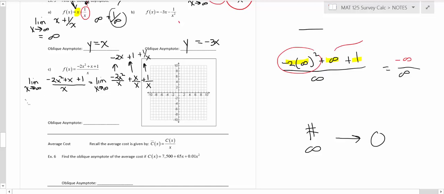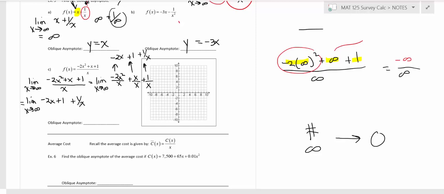Now that stuff you can process in your head, so the next step I'm going to write is the limit as x goes to infinity of negative 2x plus 1 over x. Now, let's see if we can do this in your head. I want you to catch on how to do this in your head. Which part goes to 0 out of what's left over? That part right there, right? That part goes to 0. That stuff there just gets infinitely big.